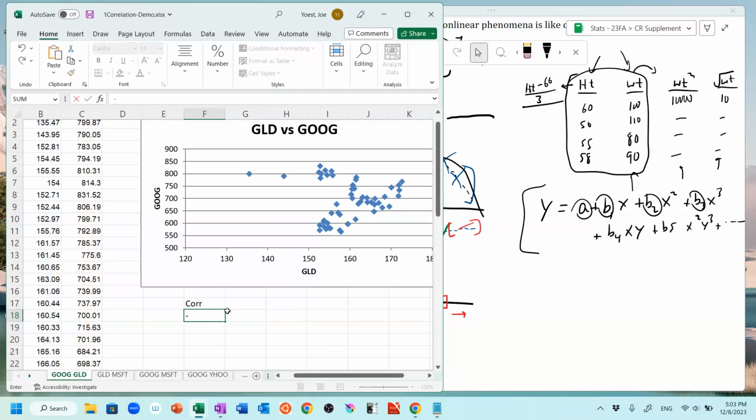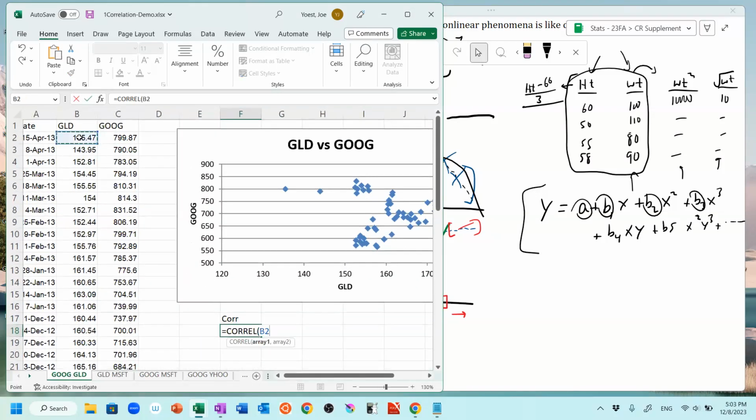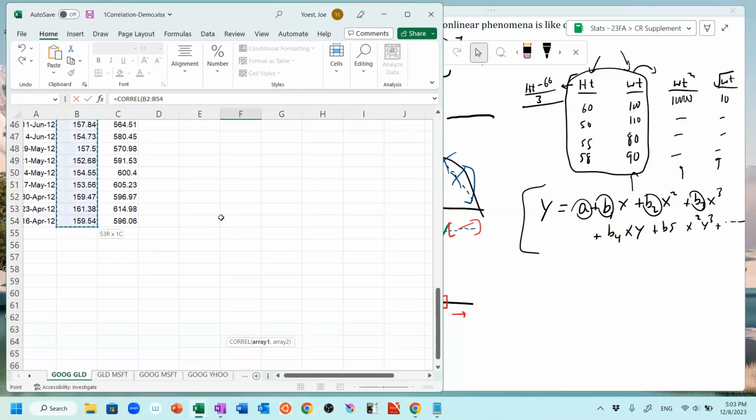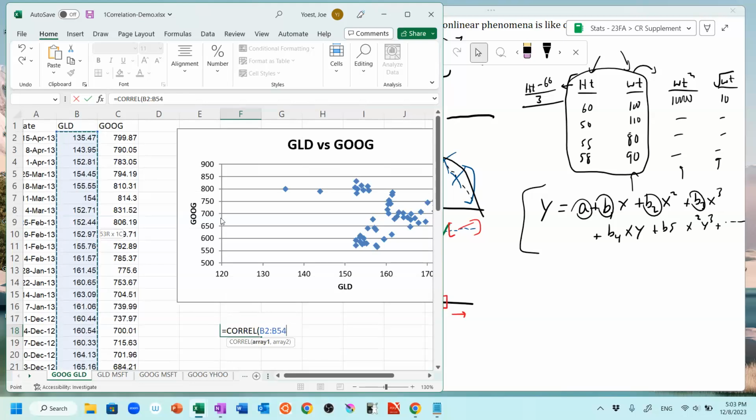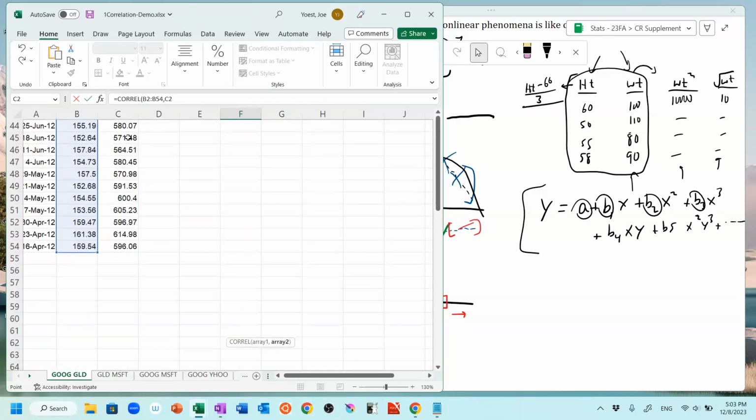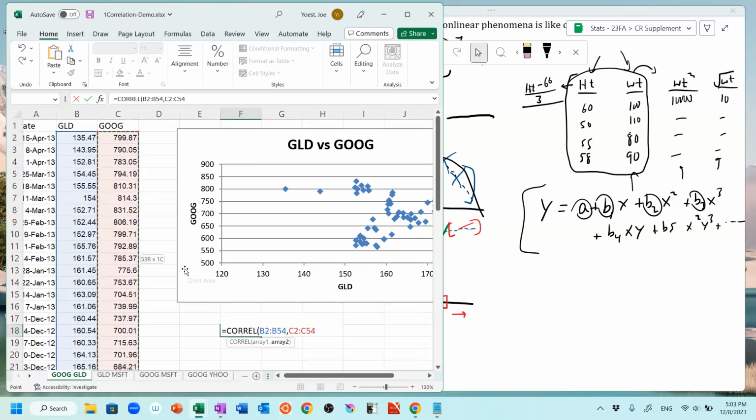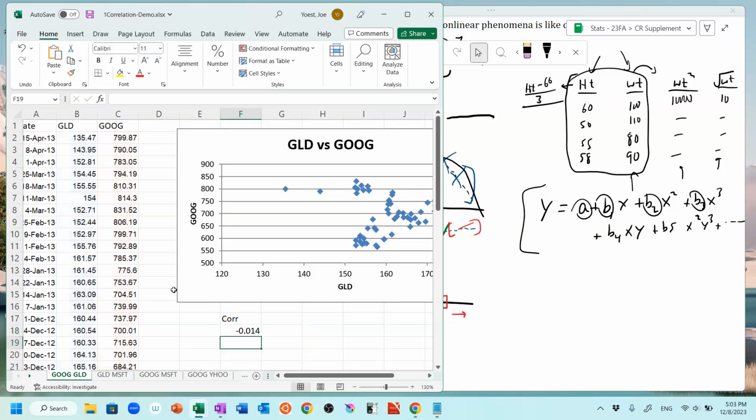So I do equals CORREL, and then I pick array 1. So I pick my first list of numbers. Here I'll go with gold. And then comma, and array 2, my second list of numbers, Google. These have to be the same length, obviously, because it's expecting them to be paired. Close the parentheses. And there's my correlation.